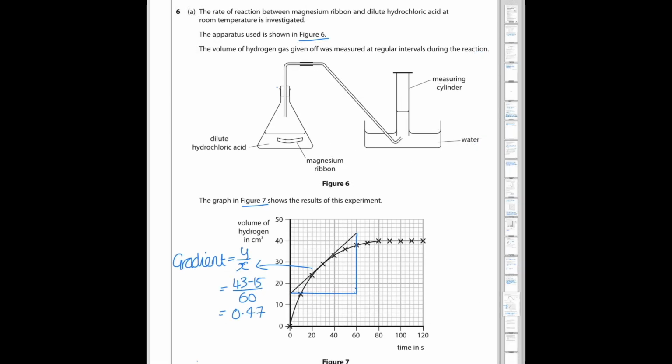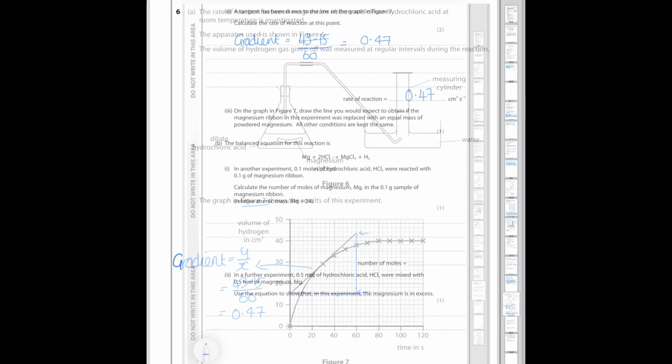So from the graph, we can see that if we are trying to work out the rate of reaction where we have our line drawn on, it is the change in y divided by the change in x. So if we do the change in y, it's 43 take away 15, and then change in x, because we started at 0 and we went to 60, that would just be 60. And if we calculate that out, that gives us an answer of 0.47.